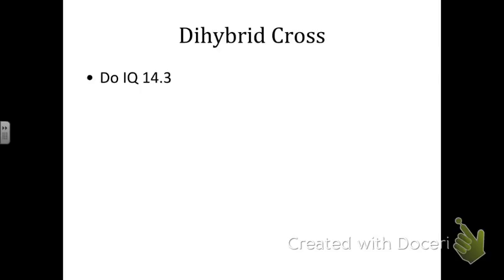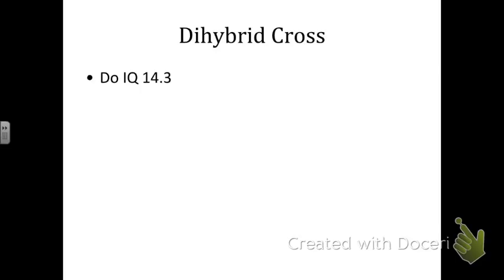Alright, so for this you also do need your unit pack, which you probably had out anyway. In the unit pack we're going to be working through some of the interactive questions together from the study guides at the end in chapter 11. So I would like you to take out and take a look for interactive question 14.3. That will be the first one that we're going to be working on with a dihybrid cross.